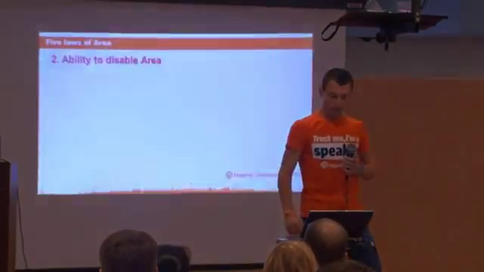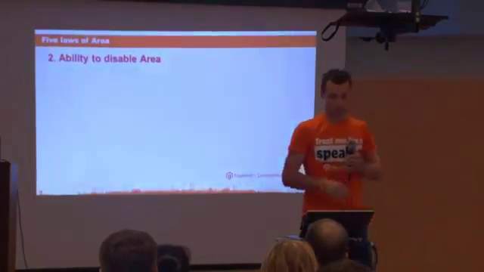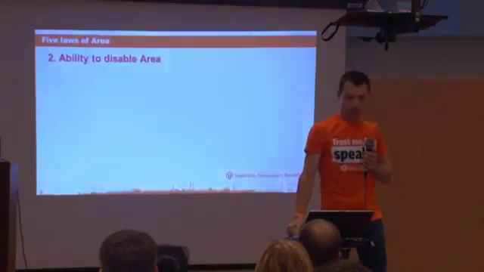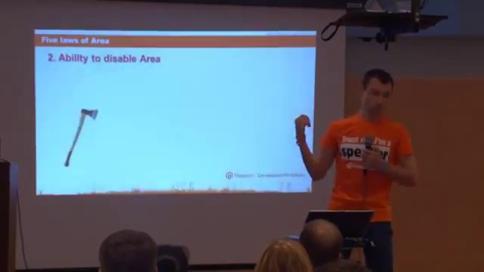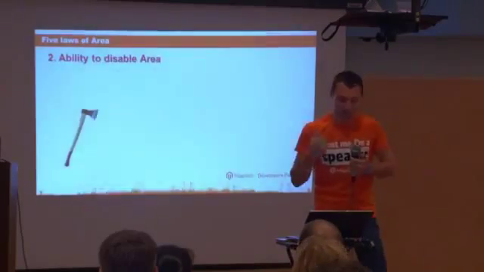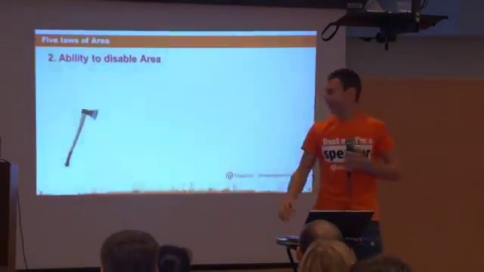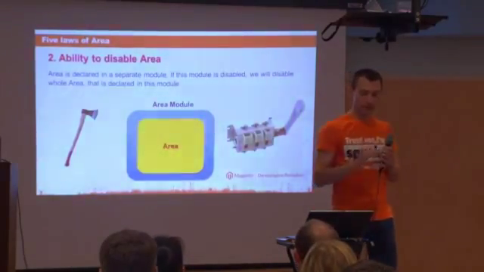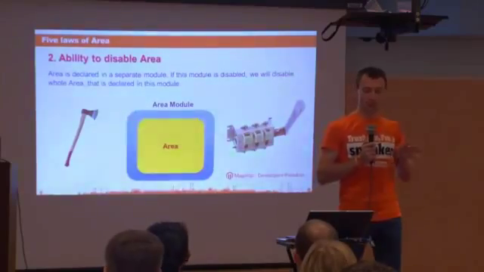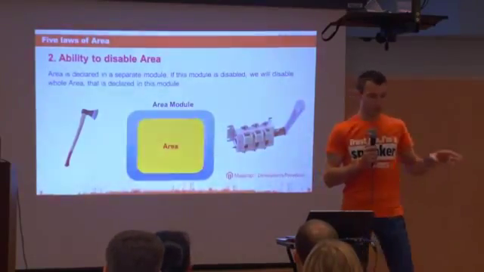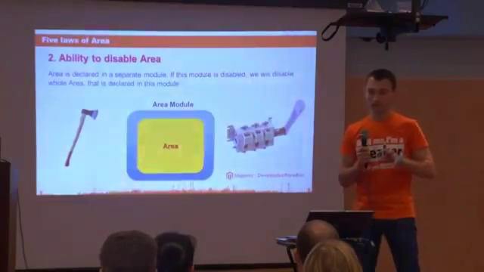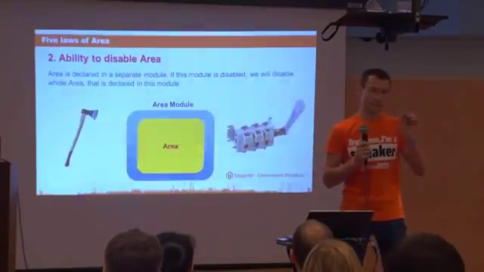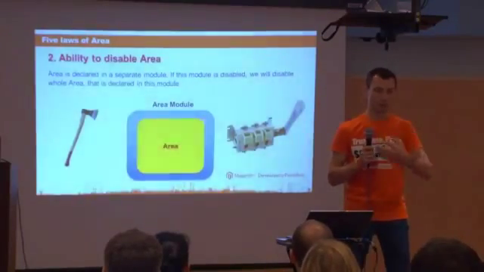Okay, and the next law is the ability to disable an area. For example, if you want to disable something in Magento, of course you can use this tool. But if you want to disable an area, I do not recommend you to use this. The area is declared in a separate module, and if this module is disabled, we will disable the whole area that is declared in this module. As you can see, in Magento 2 we can disable each area in a simple way.